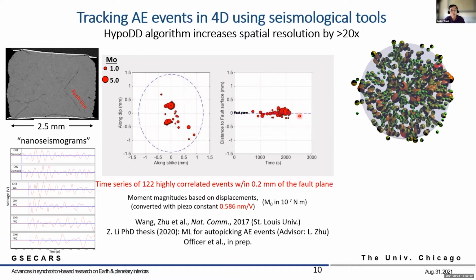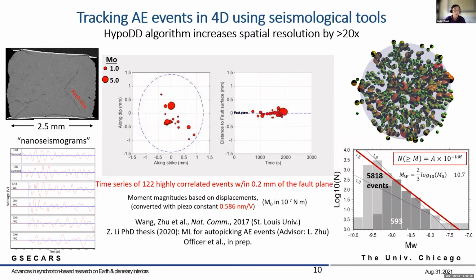Essentially, all of the events are double couple or CLVD mechanisms, as indicated by these beach ball focal mechanism maps inside the sample. The seismological tools also allowed us to uncover 10 times more events using a template matching technique. And this allows us to define a better trend for the b values for these nano earthquakes.